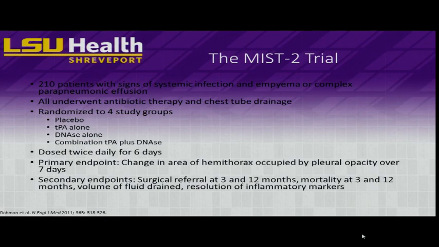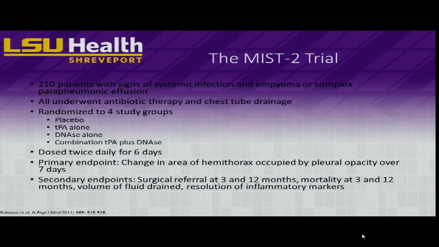All of them underwent antibiotic therapy and chest tube drainage, and there were 4 study groups that they were randomized to. There was either placebo, TPA alone, DNase alone, or combination of TPA plus DNase. These were dosed twice daily for 6 days. The dose was 10 milligrams of TPA and 5 milligrams of DNase.